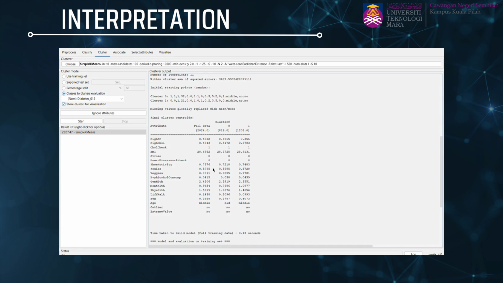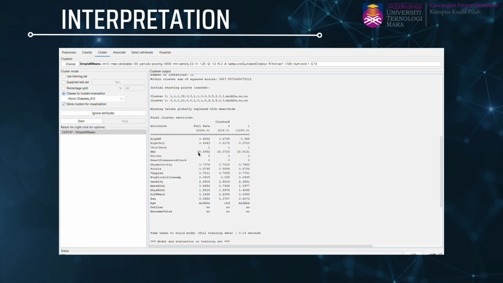And this is the normal value. So anything below this is basically a no, and anything above this is a yes. So for example, in cluster 1 we have 0.6765, which is above the full data, which means that they do have high blood pressure. Meanwhile, in cluster 2 it has 0.356, which is below the full data, which means that it does not have high BP.